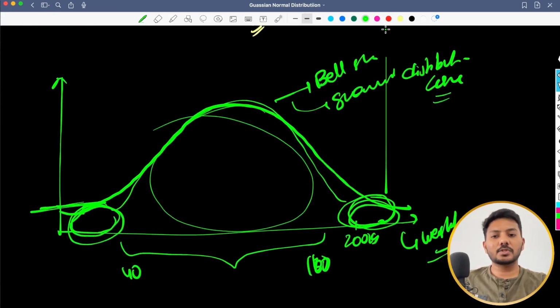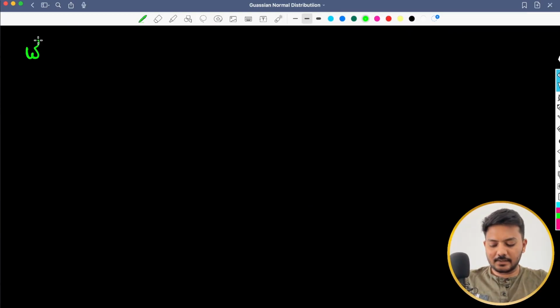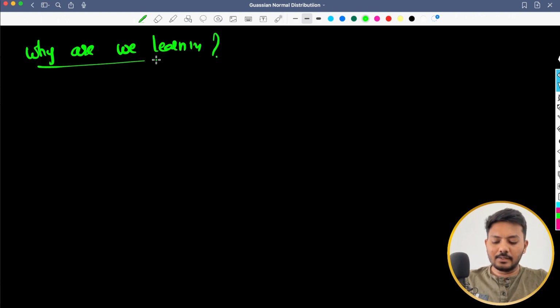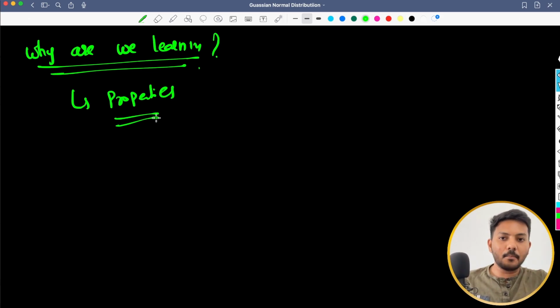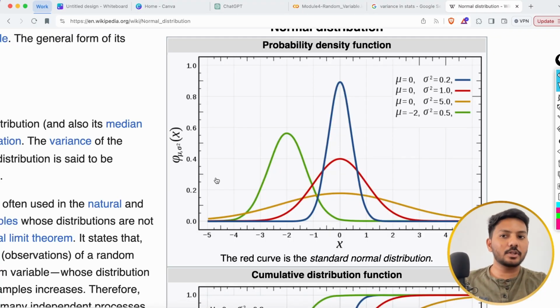Now the next question is, why are we learning this? This is also really important, right? Whenever the distribution follows a Gaussian distribution, there are some properties to it, and these properties are common across this distribution. So without looking at the data points, I can make some conclusions if I know what kind of distribution my data falls into. To explain that, let's go to Wikipedia.